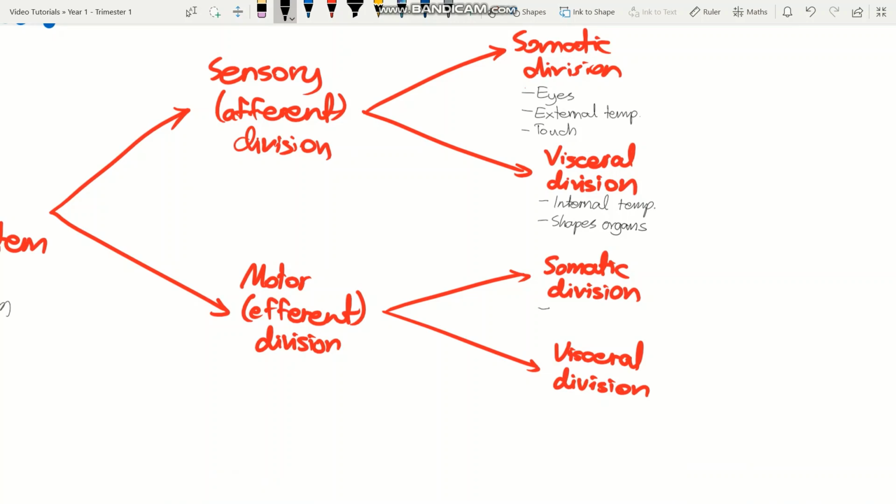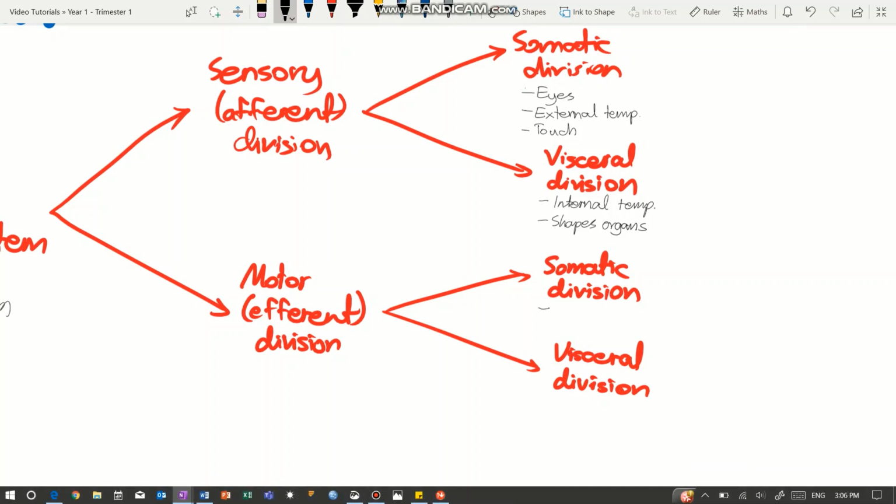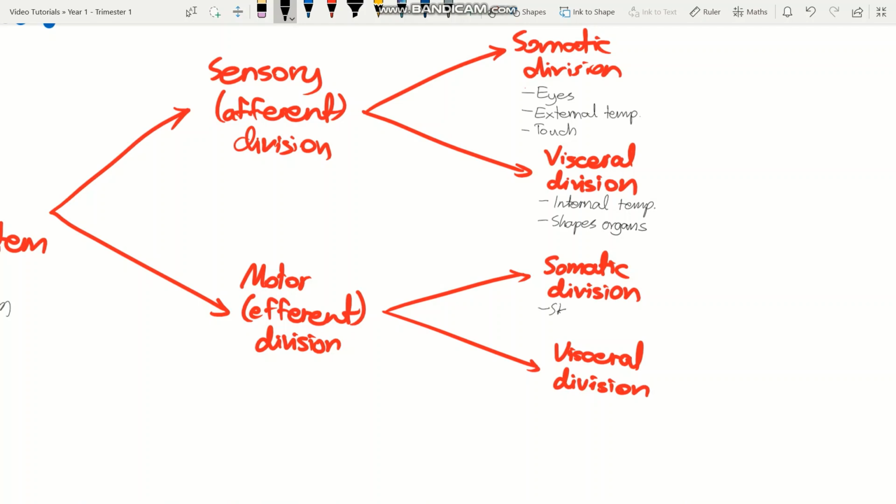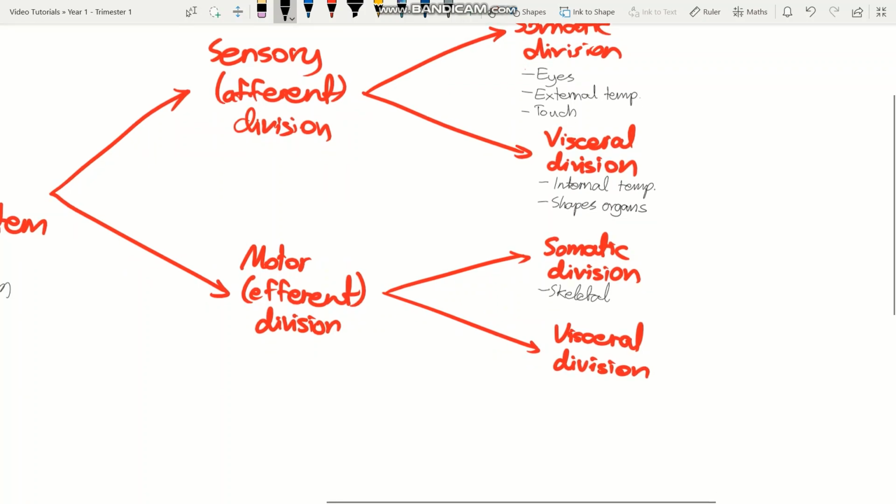So the somatic division of the motor efferent division actually controls all skeletal muscles. So think about your biceps, quadriceps, or any other muscle that is present around the body. The motor somatic division actually controls that.